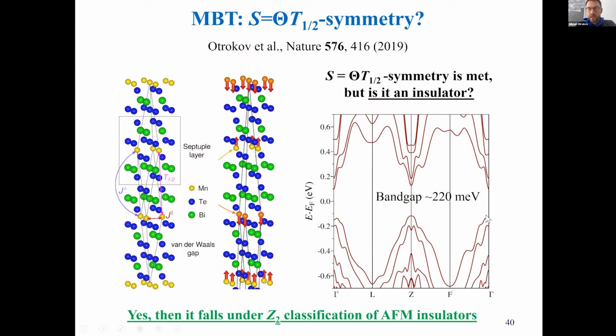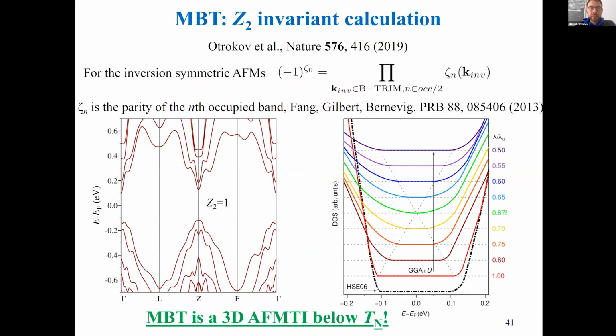Yep. The band gap is about 220 milli-electron volts, and then it falls under the Z2 classification of antiferromagnetic insulators, and we can calculate the Z2 invariant based on the parities of the occupied bands, and this is how you can confirm that the Z2 invariant is equal to 1, meaning that the bulk band gap of the material is inverted, which can later on be confirmed by the direct calculation of the density of states as a function of the spin orbit coupling strength lambda.